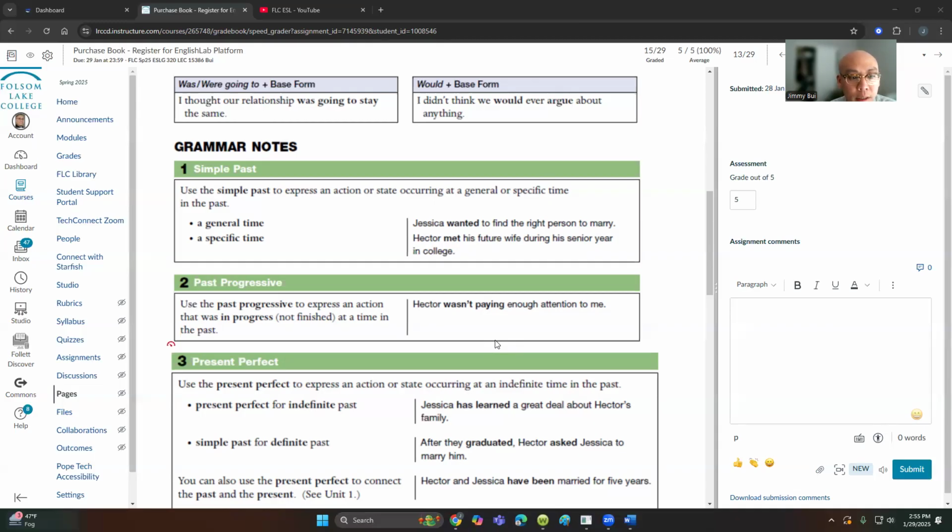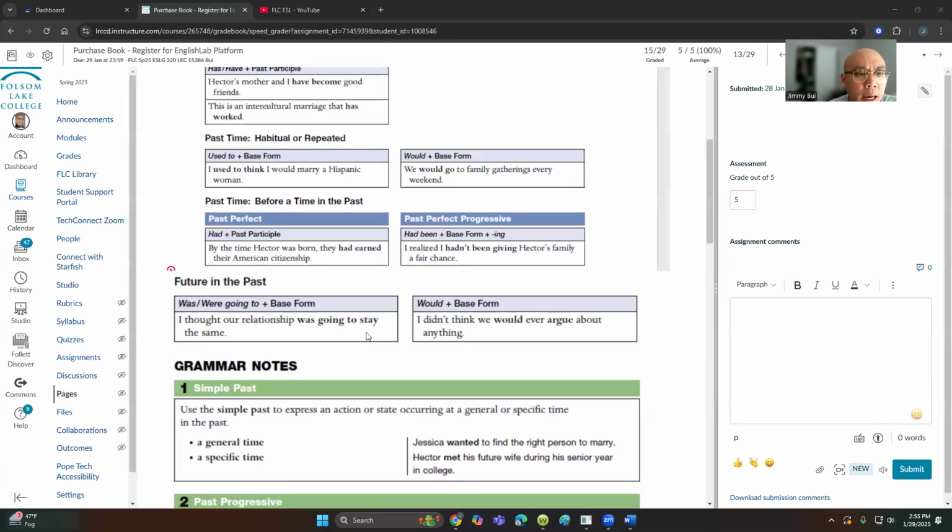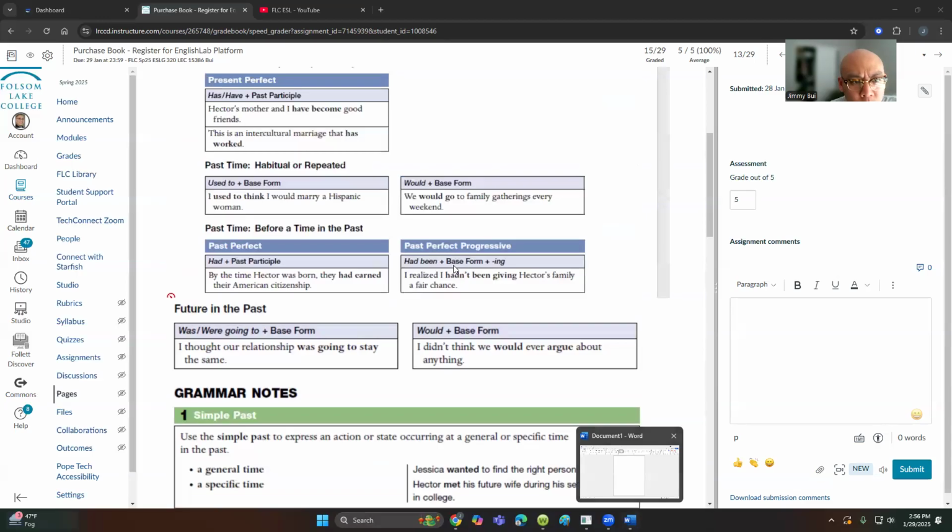Past progressive: use the past progressive to express an action that was in progress, not finished at a time in the past. Hector wasn't paying enough attention to me. I will add that for the simple past, the action has been completed in the past. And with the past progressive, it can be combined. I'll try to show some examples for one action interrupting another. And so just kind of as far as the grammar rules and how to use it.